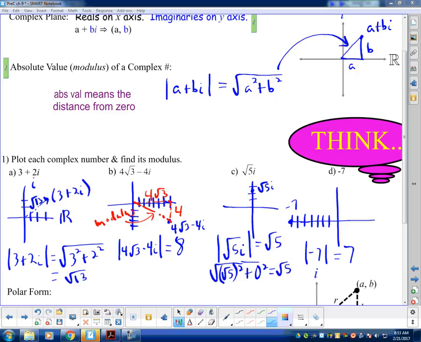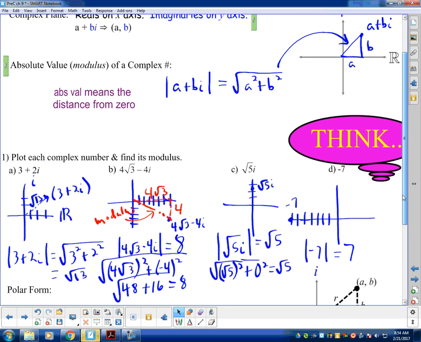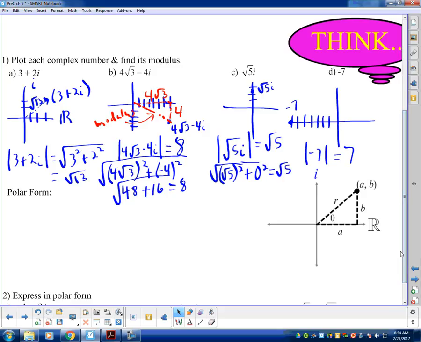How did you do B? To get 8, I took 4 root 3 squared plus negative 4 squared, and then took the square root of it. 4 root 3 squared is the same as 16 times 3. So 16 times 3, which is 48, plus 16, and the square root of 64 equals 8.